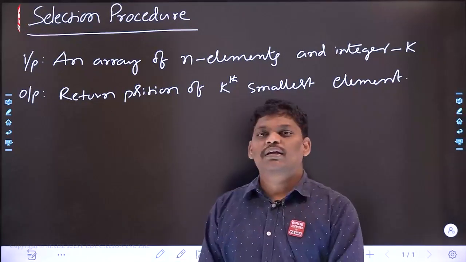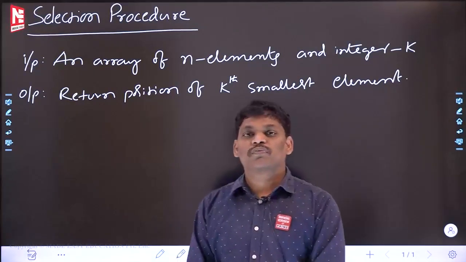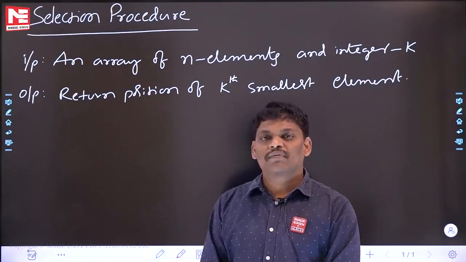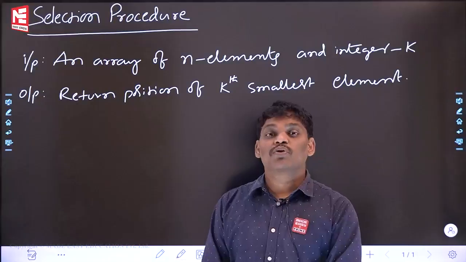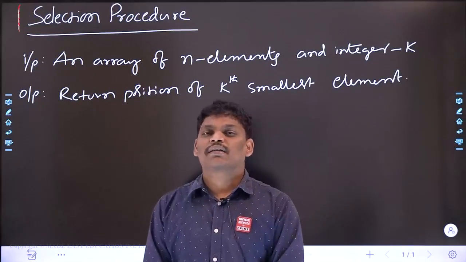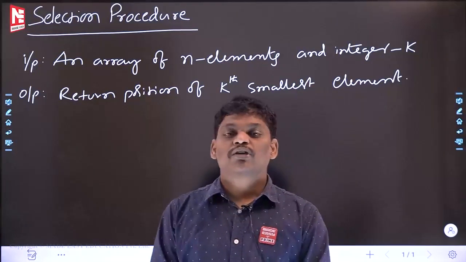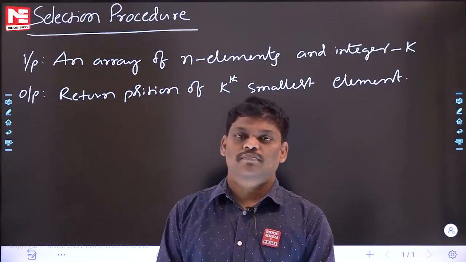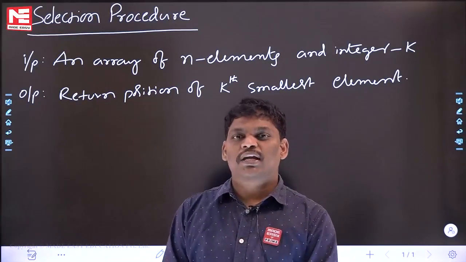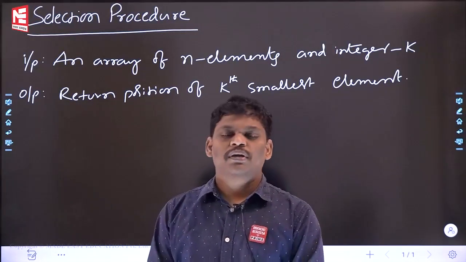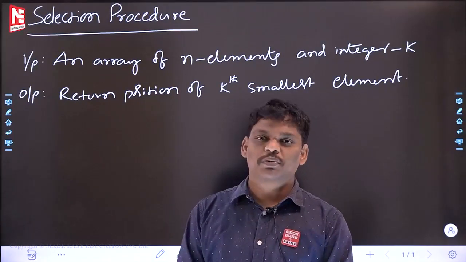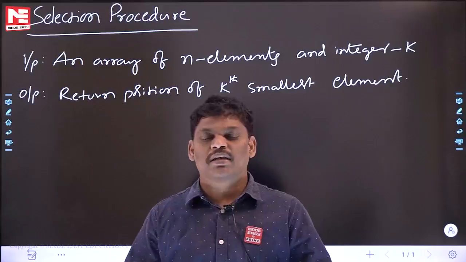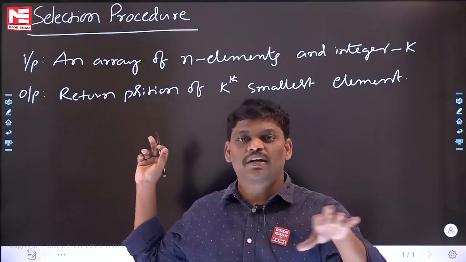Now you will see a different approach to find the kth smallest element in the given array using divide and conquer. One more thing: this selection procedure algorithm, which I am going to explain now, is completely based on the quicksort partition algorithm. Please be careful.